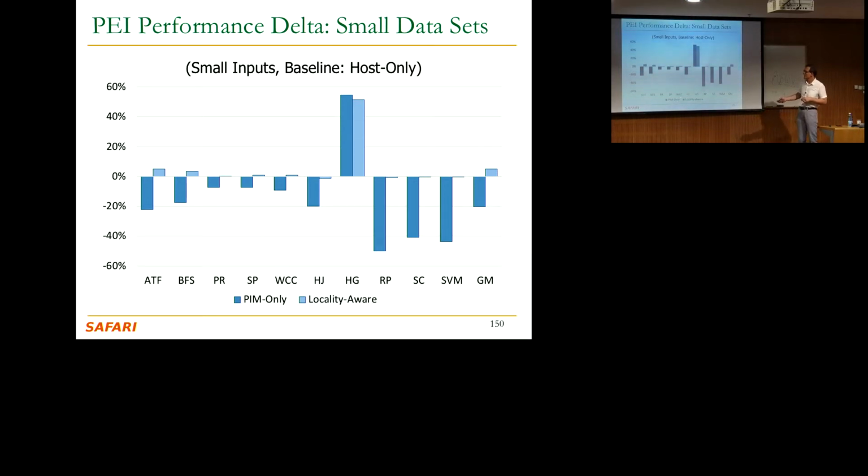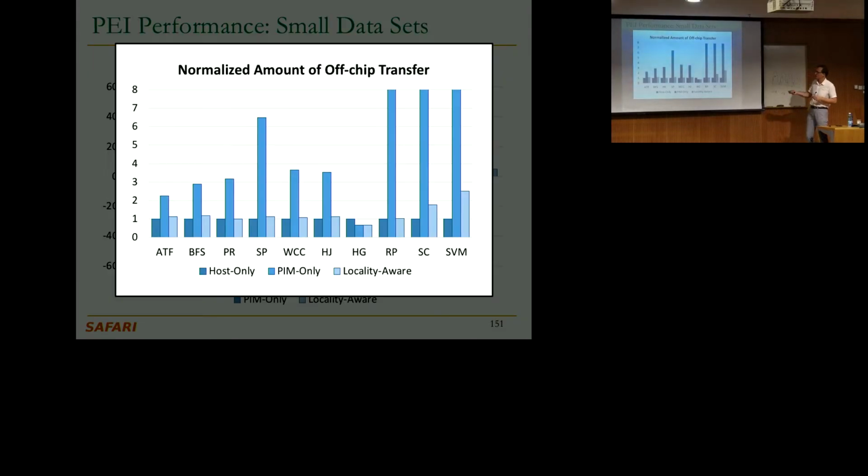But if you actually decide whether or not to ship to main memory, then you curb those performance losses. And on average, you gain very little. But these are small input data sets. Most of them fit in the cache except for this one. And as you can see, if you ship things to memory with small input data sets, you increase the amount of chip transfer, which is not a good idea. That's why having a dynamic decision helps.